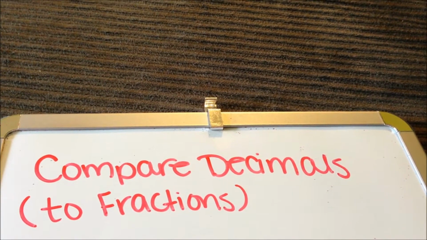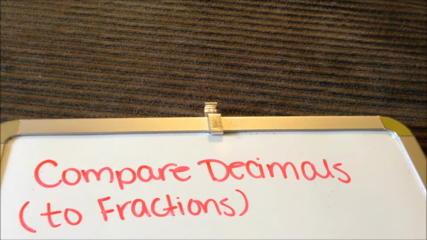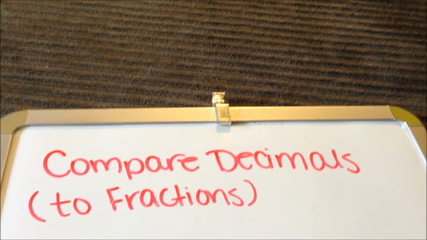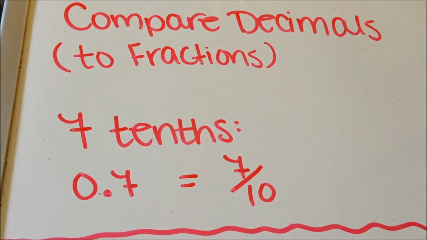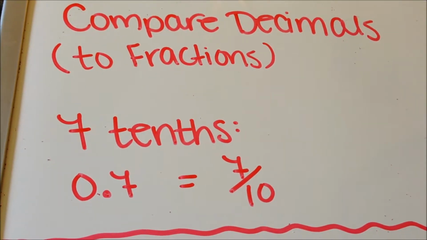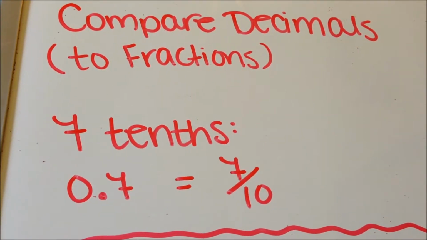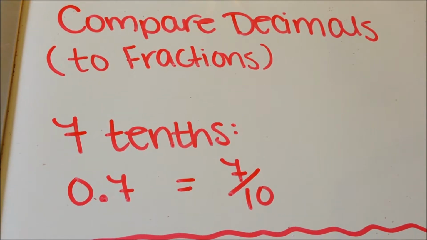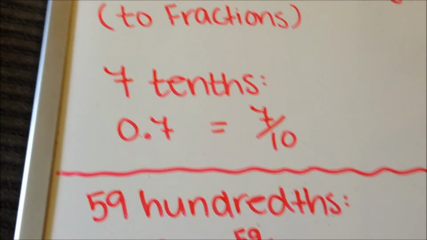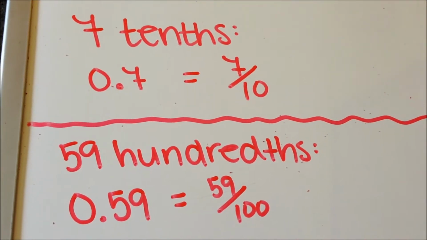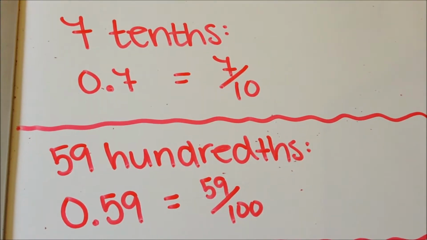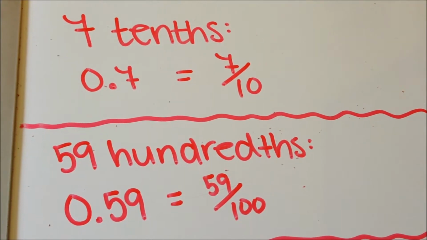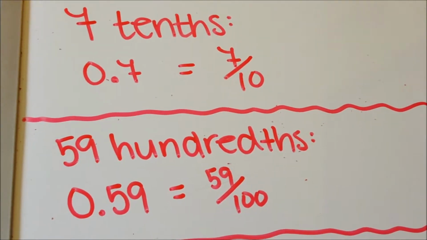Okay, lastly for this section, let's compare decimals to fractions. Decimals and fractions actually represent the same value. They're just written in different forms. For example, 7/10 can be written as 0.7 or 7 divided by 10 or 7 over 10. They can both be read as 7/10. Let's take a look at 59/100. 0.59 means the same thing as 59 over 100. They can both be read as 59/100.